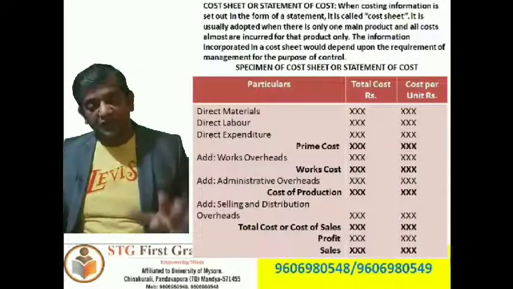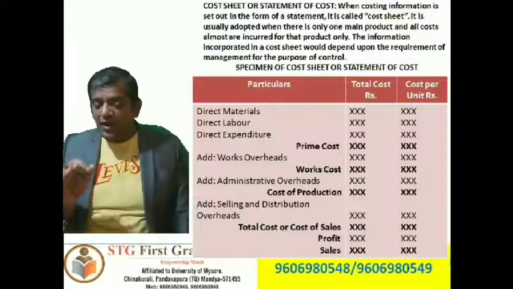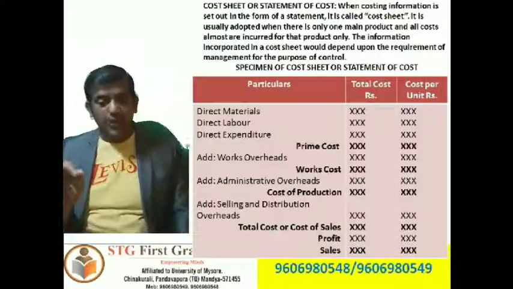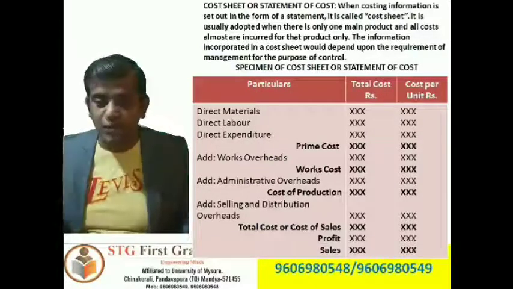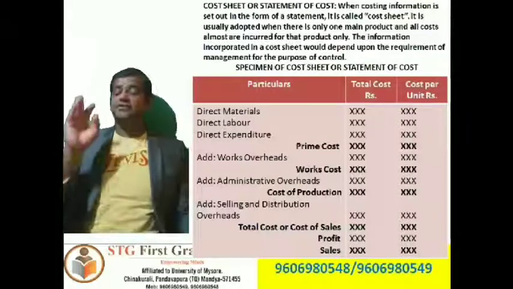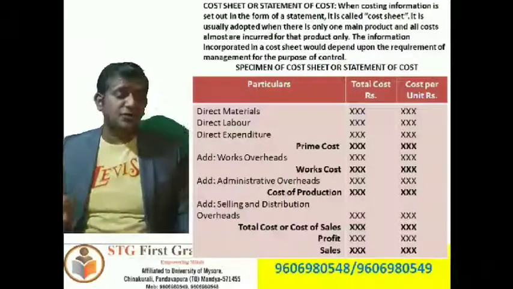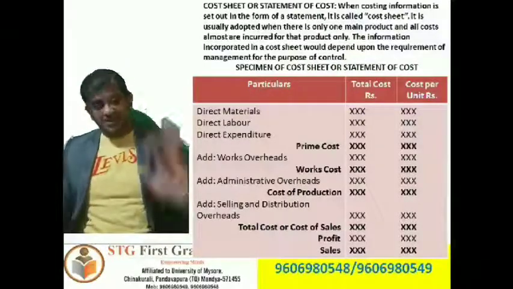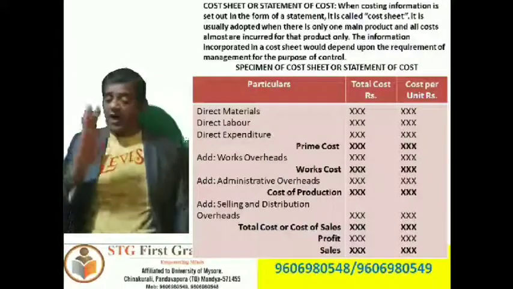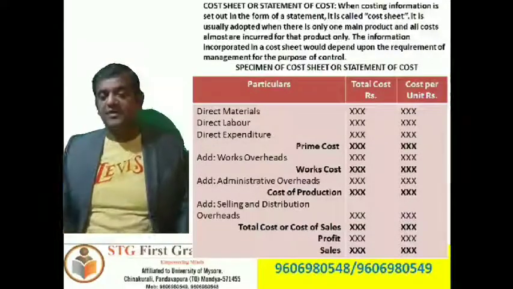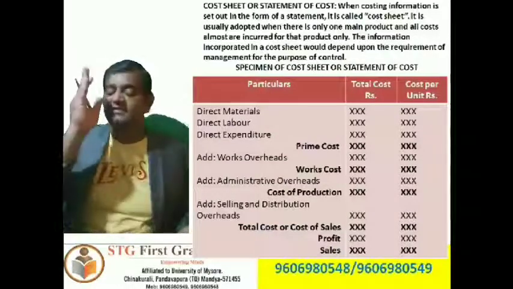Now we have to identify profit, and sales will be there. Clear? To identify profit, profit equals sales minus cost of sales, or sales minus total cost. Suppose the profit is given but the sales is not given. In such a case, cost of sales plus profit equals sales. So the formula will be sales equals cost of sales plus profit.